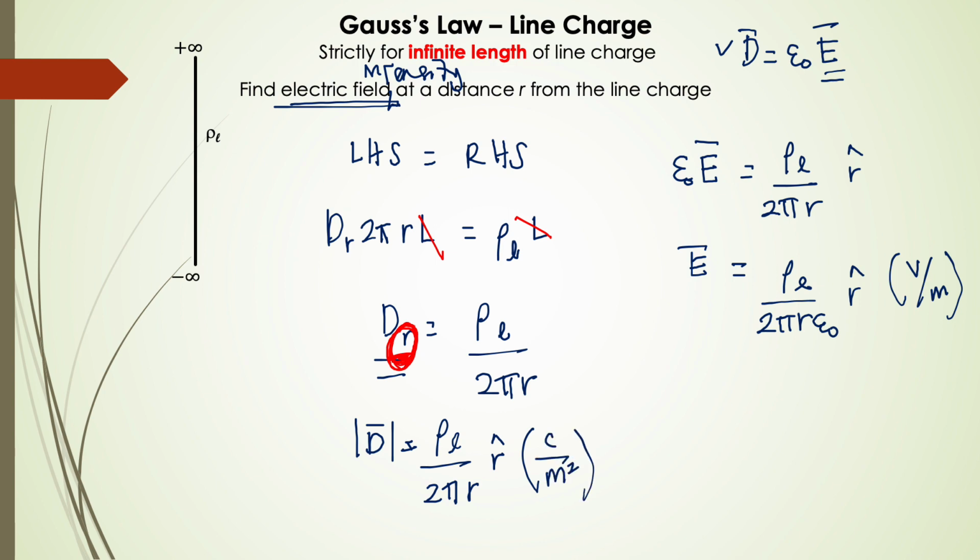Now you can see the answer that you obtain using the Gauss law is the same as the one that we got when we calculated using Coulomb's law, right? So now you have two ways to solve. Either you use Coulomb's law or Gauss law, but to use the Gauss law, make sure your structure must be of infinite length. All right.